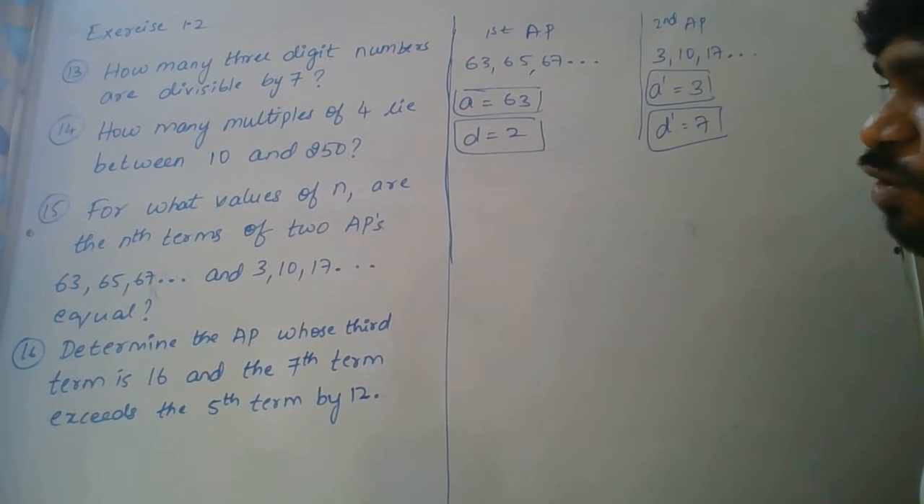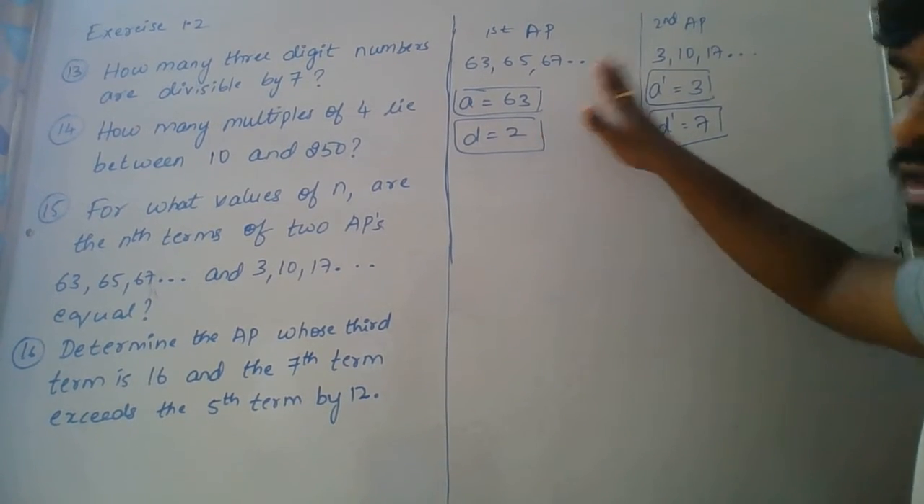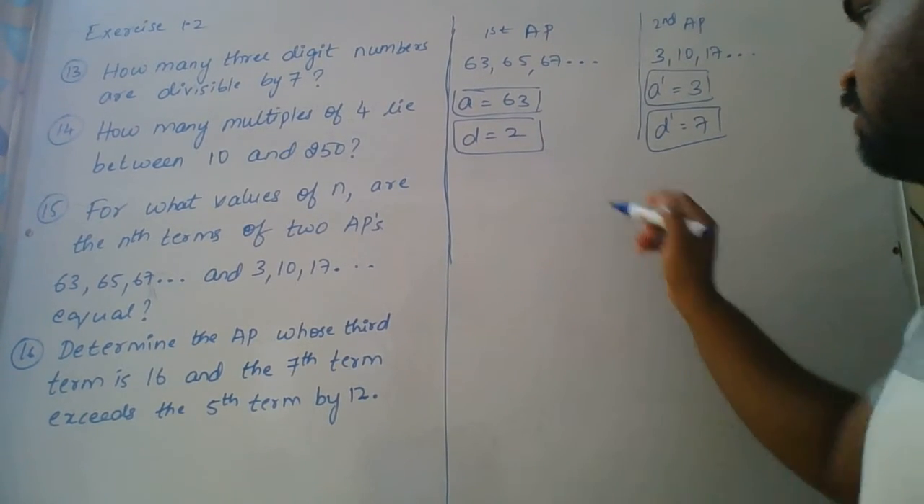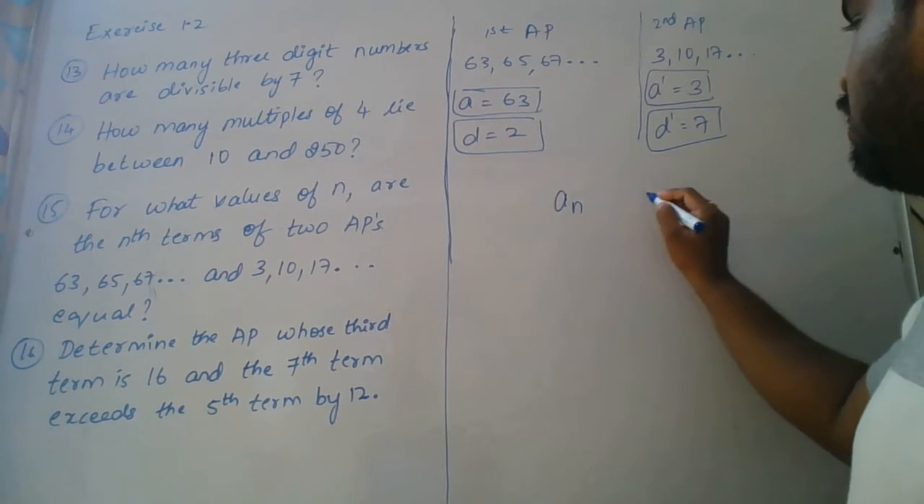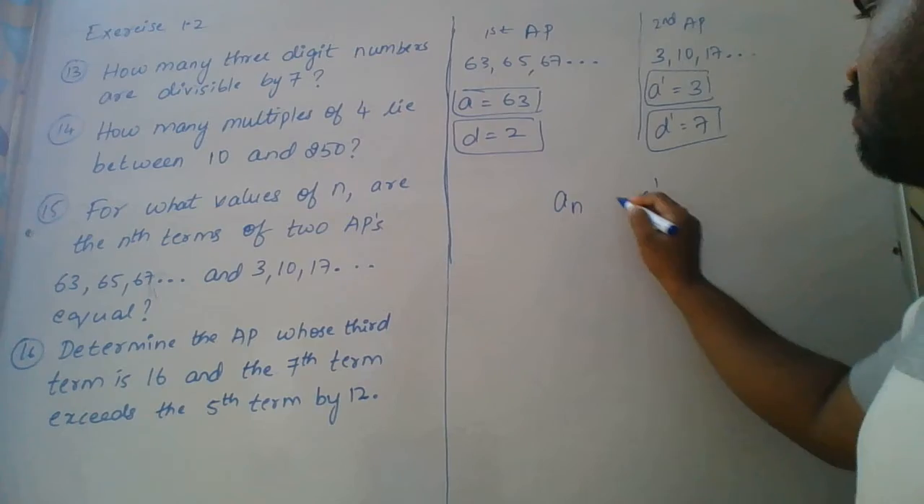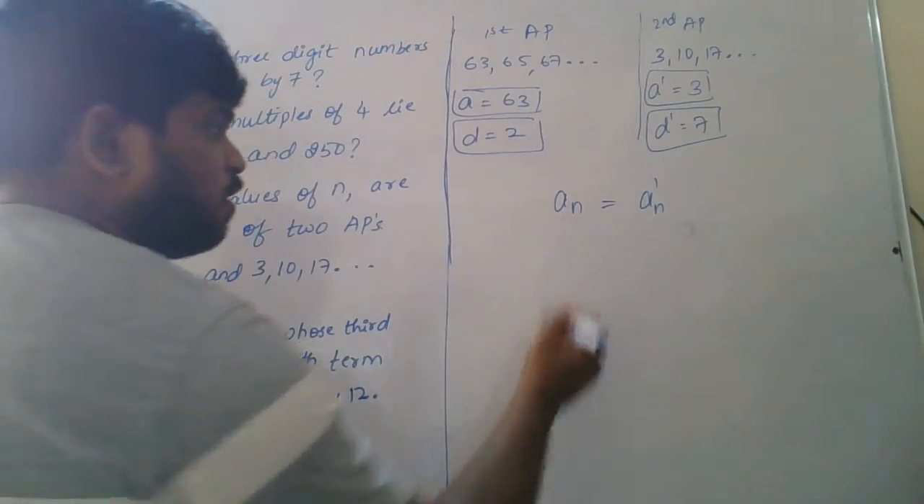So we have to find the value of n for which the nth term of this and the nth term of this are equal. For which value of n? The nth term of this is an, the nth term of this is a prime n, both are equal. For which value are they equal?